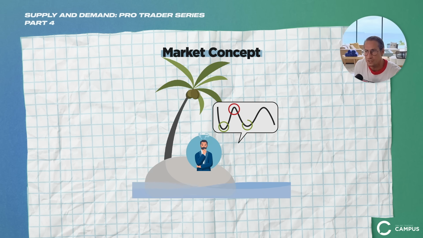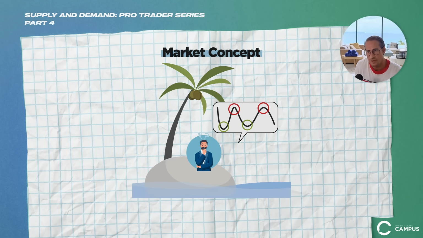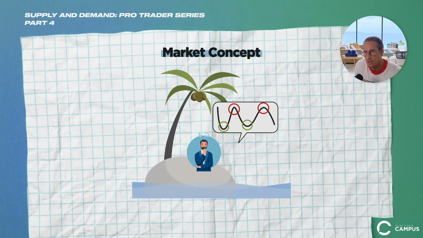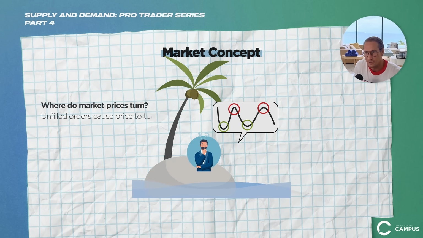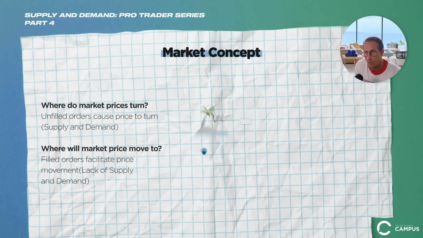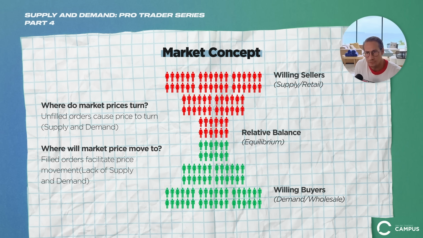If we can agree to that, then the final conclusion we would come to is to figure out where every market on the planet is going to turn. Well, where and why do prices turn in any market in any time frame? The answer is prices always turn at price levels where supply and demand are most out of balance. Would you agree with that?